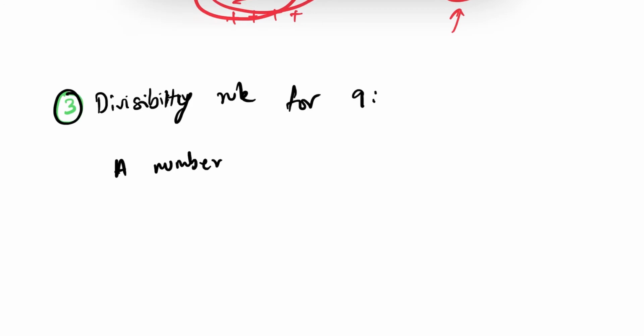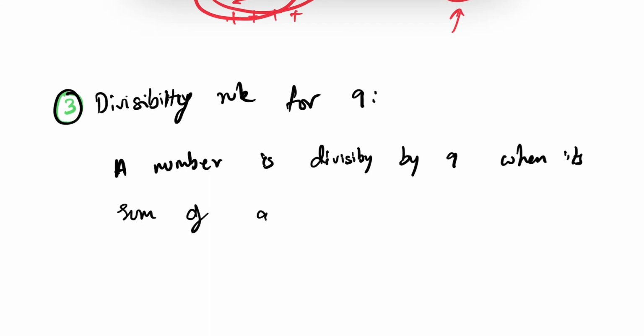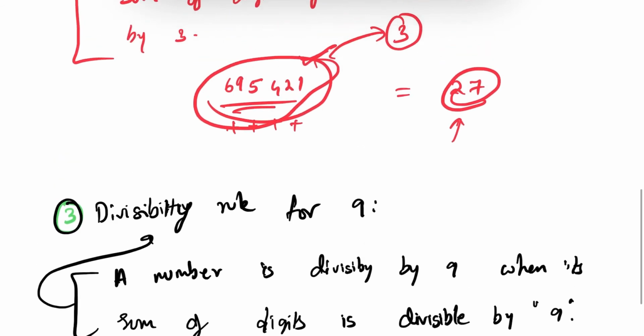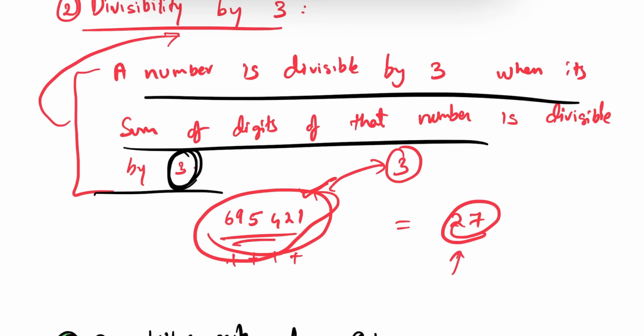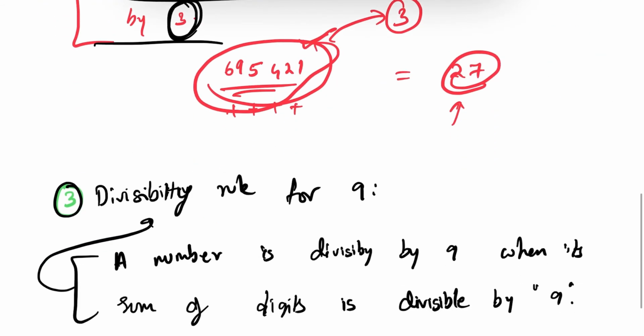This is very much the same as we saw in the earlier rule for 3. A number is divisible by 9 when its sum of digits is divisible by 9. This is the divisibility rule for 9. If we look at the divisibility rule for 3, it's very much the same, but the only thing is it must be divisible by 3, and here it must be divisible by 9.